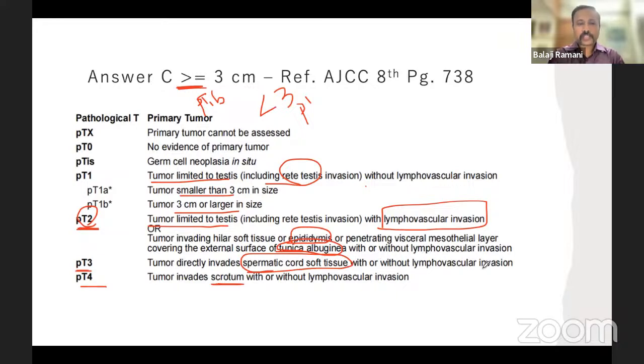Now this LVSI is something that is coming up in a big way, and also extranodal extension. In multiple tumors, this LVSI and your extranodal extension come into play. So you remember, as far as testicular tumors are concerned, lymphovascular invasion makes it a T2 tumor. Cord invasion makes it a T3 tumor. When you have invasion of the tunica albuginea or the epididymis, it still remains a T2 tumor, and rete testis does not change the stage. So these are some points that you need to remember.